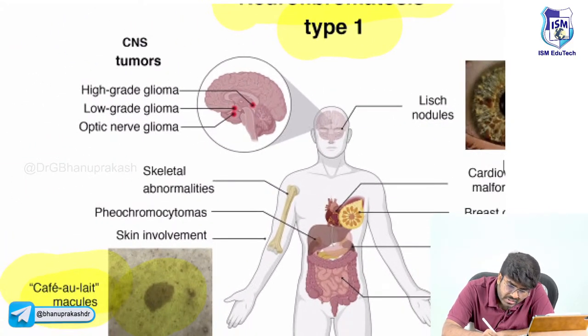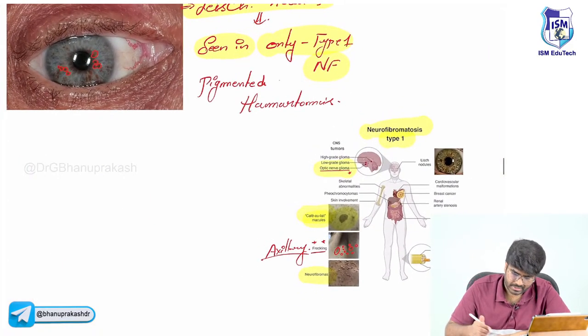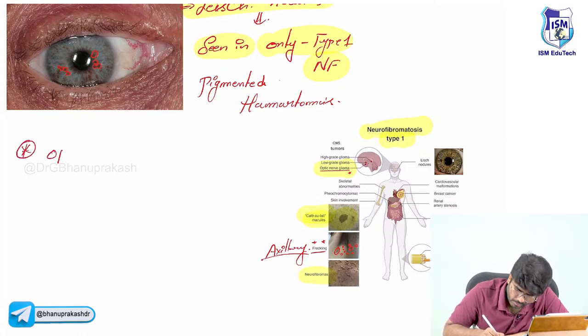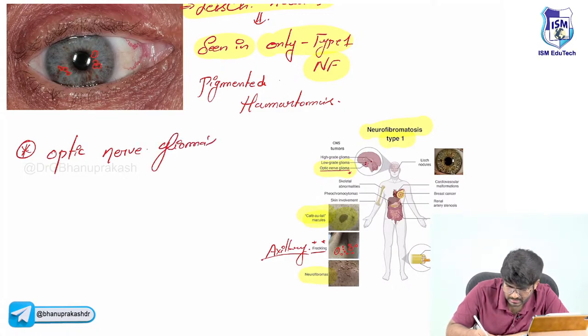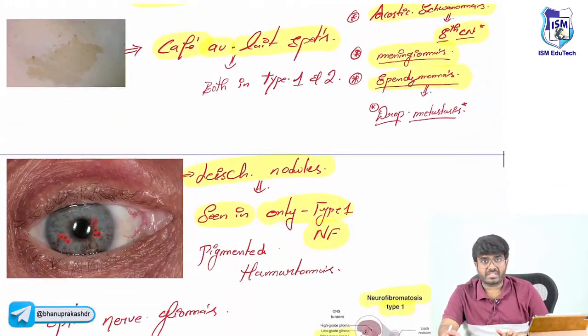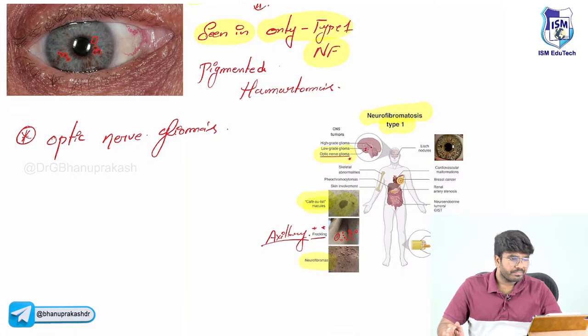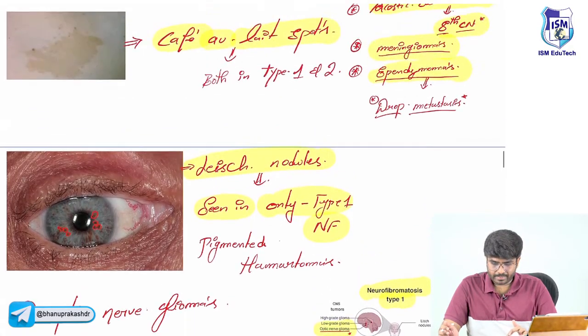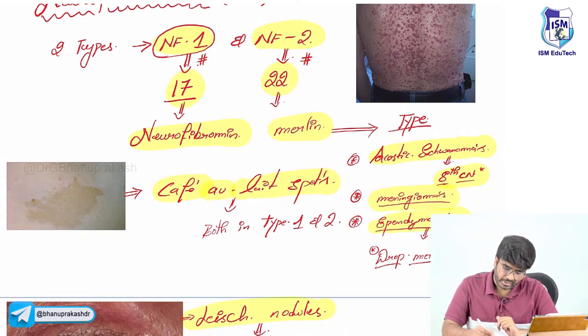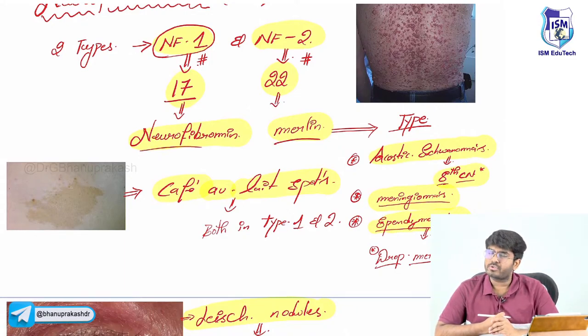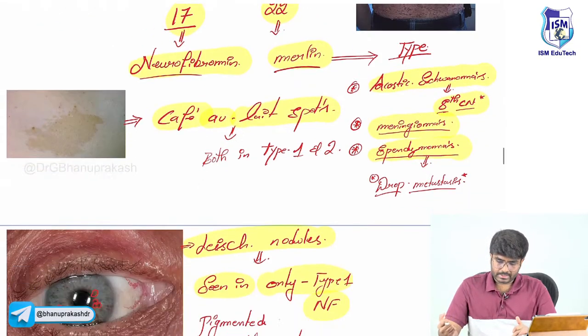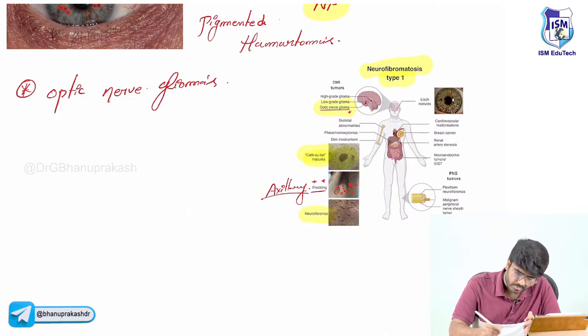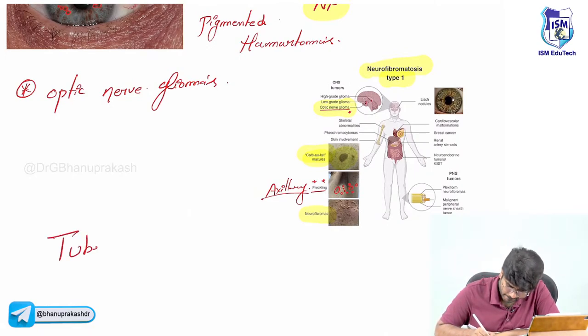One important point which I don't want to miss here is optic nerve gliomas. These patients are going to have optic nerve involvement. Let me write here: the patient is also going to have optic nerve gliomas. And in the future, these patients are at risk of developing breast cancer also. Important points about neurofibromatosis are completed. Never forget these proteins, neurofibromin as well as Merlin, chromosome number 17 and chromosome number 22. Now, after this, let's discuss the third autosomal disorder, which is called tuberous sclerosis.